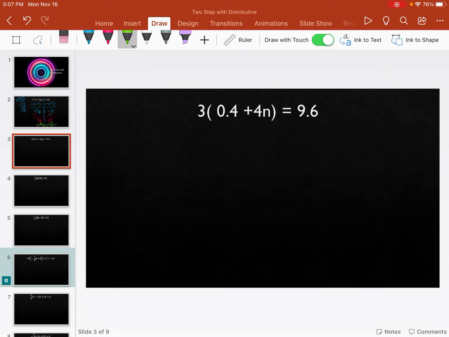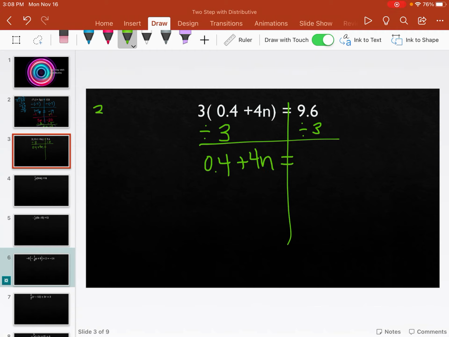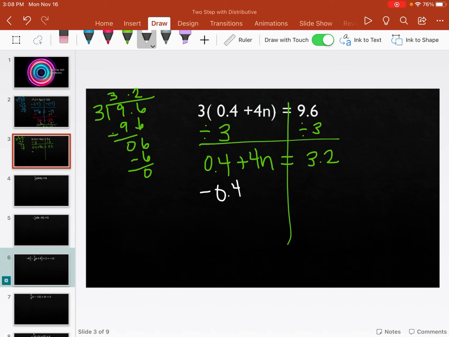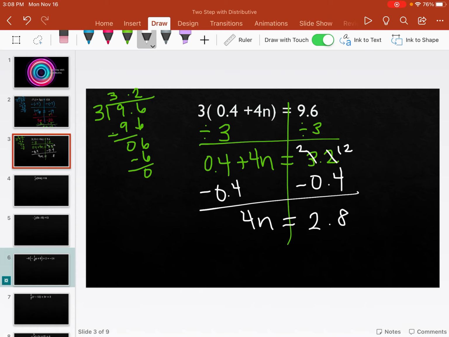All right, same idea for this one. Let's start by getting rid of that 3. So we're going to divide 3 from both sides. 0.4 plus 4n equals, and I'm going to do 3 going into 9.6. It goes in 3 times, subtract, bring down the 6, 2 times. So this equals 3.2. Then I'm going to subtract 0.4. So I have 4n equals, do a little borrowing here, and that gives me 2.8.